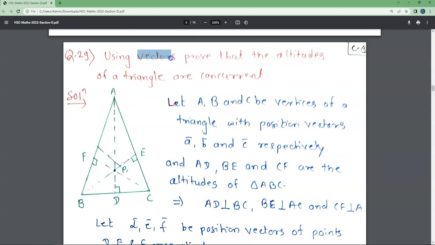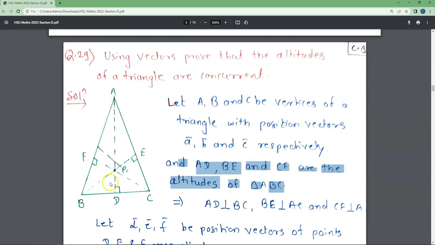Since we want to use vectors, we need to use the position vectors of those. So let's say the position vector of A is A bar, of B is B bar, and of C is C bar, respectively. Why am I saying respectively? If I don't use it, A can be C, B can map to A, and C can map to B. That's not the way. So A is A bar, B is B bar, and C is C bar. And AD, BE, and CF are the altitudes of triangle ABC.